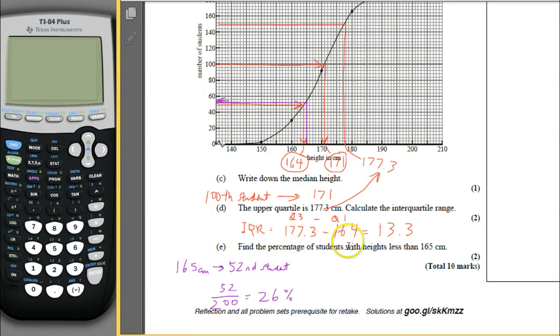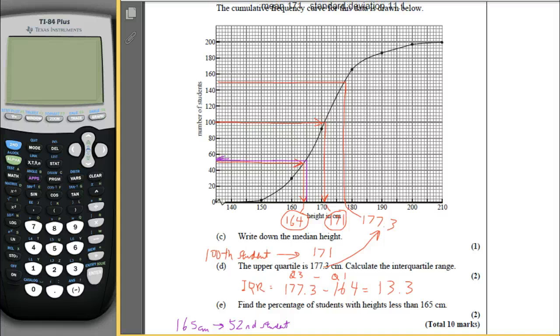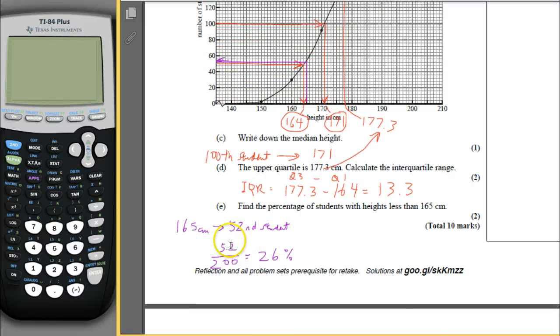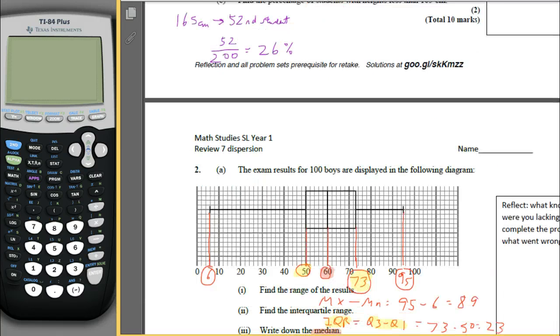And then it asks the percentage of students with heights less than 165 centimeters. So which students have a height of less than 165 centimeters? Would it be the people down here below 52, or would it be the people over here above 52? Well, the people above 52 correspond to heights that are higher than 165. So actually, it would be the first student up to the 52nd student. So 52 students are shorter than 165, and that would be out of a total of 200 students. That would give us 26% as far as the percentage of students with height less than 165.